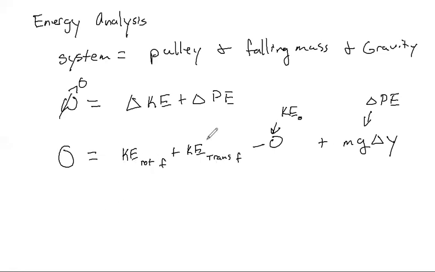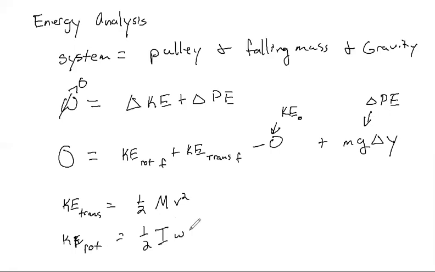Proceed, I know the formula for this, but let's just write down the formulas for each of these quantities. The translational kinetic energy looks like 1/2 the falling mass, capital M, times the velocity squared. The rotational kinetic energy is 1/2 I times omega squared.